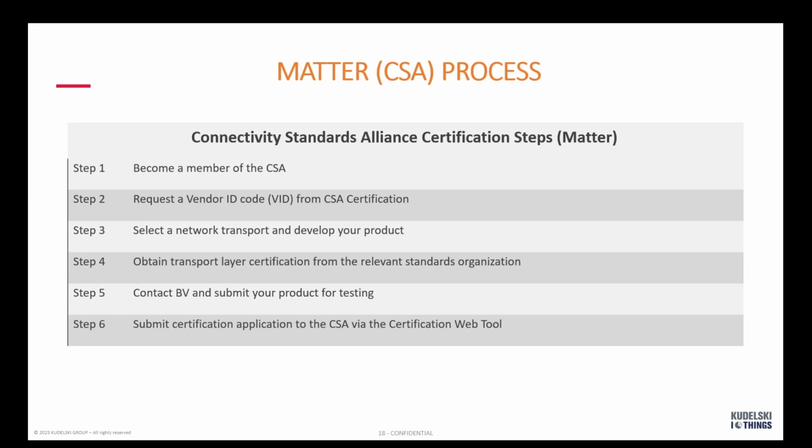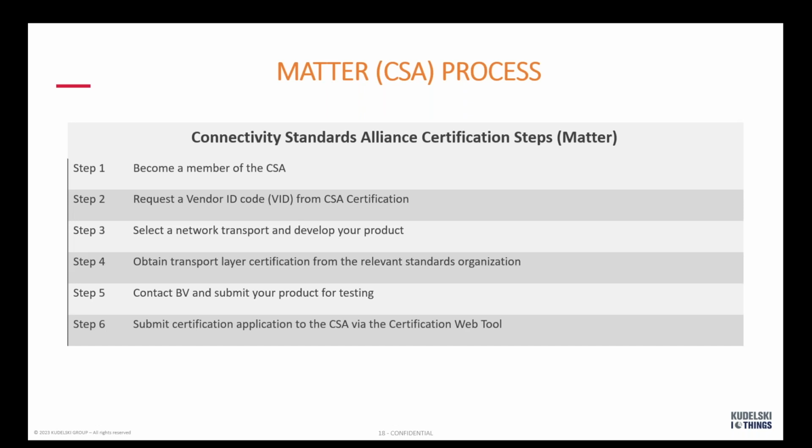This is through the help CSA email, and that is basically your company identification in the Matter ecosystem. Step number 3, you need to select the network transport to develop the product. So that means you can choose between Thread, Wi-Fi, or Ethernet. But it's important that you obtain the transport layer certification, because if you don't have the certification, for example, for Thread, you cannot claim your Matter certificate. Even if you pass all the test cases, you need to have your transport layer certification in place first.